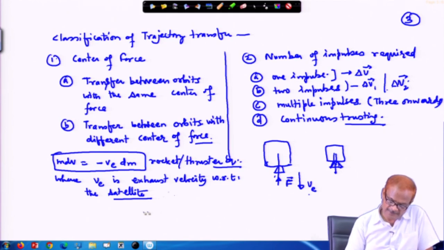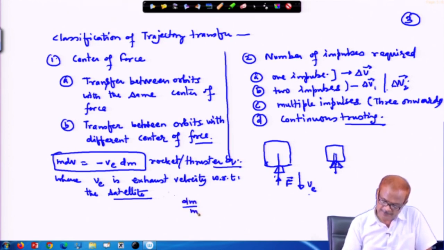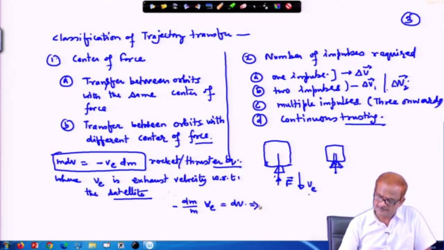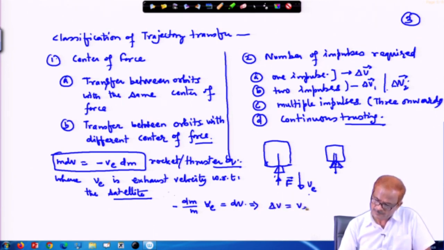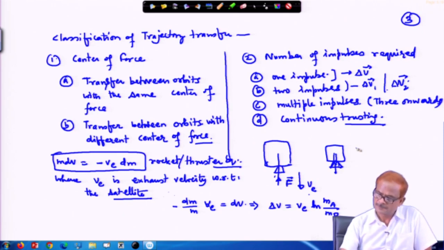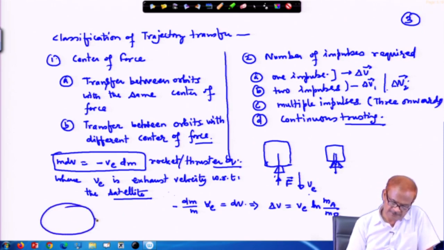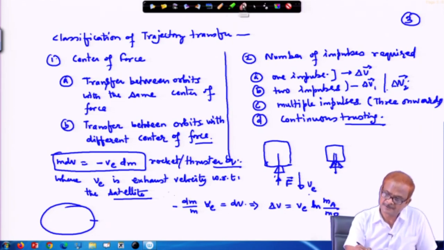Okay, so if I try to integrate it, dm by m with the minus sign here, we can write this as v multiplied by dm by m equal to dv, and once we integrate we can write delta v equal to v times ln m a divided by m b. So, you are starting your thrusting, or simply A or B, we can write 1 and 2.